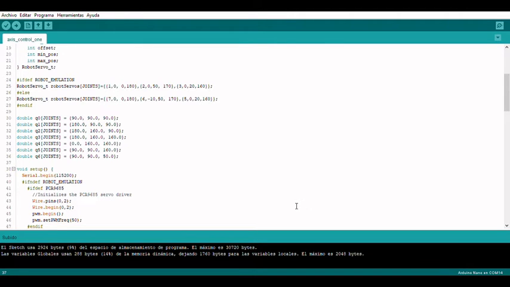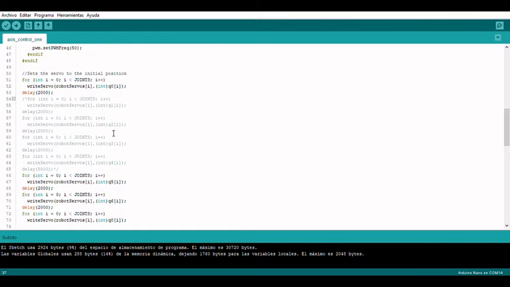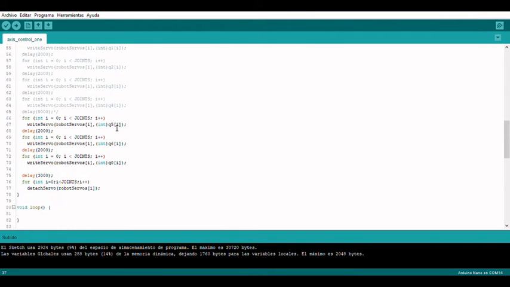This is the same code as the one to move only one joint each time. But since we are only interested now in seeing the third joint, in this part I've commented everything except for moving to the initial position and the two movements of the third joint.